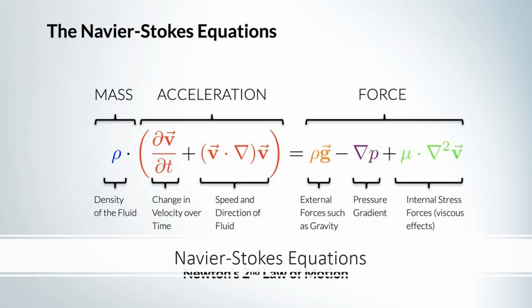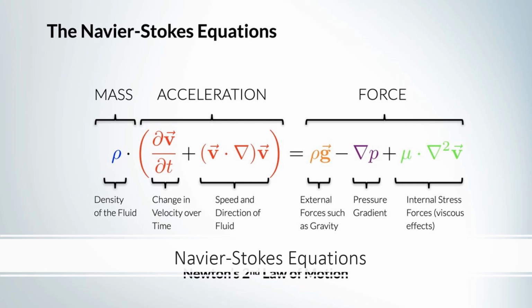Now, let's break this down and see what each term represents. Here, rho is the fluid density, which tells us how much mass is packed into a given volume of fluid. V is the velocity vector field of the fluid. It describes how the velocity of the fluid particle varies across space and time.